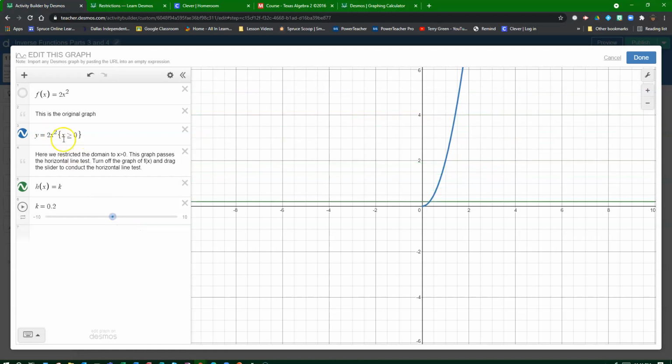So if we restrict the domain to x greater than or equal to zero, then we know that this function will pass the horizontal line test. Therefore, it is invertible and its inverse does exist.